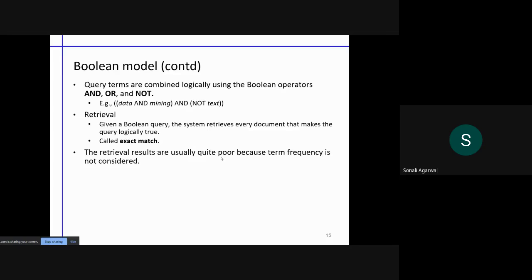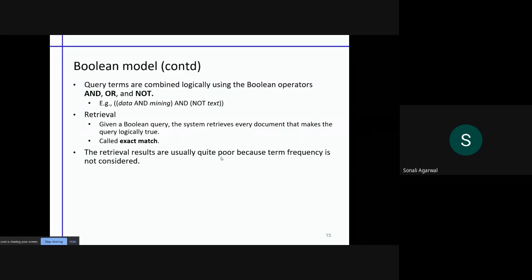So for example, things like and, or, not. As far as retrieval is concerned, given a Boolean query, the system retrieves every document that makes the query logically true. So it is basically an exact match.